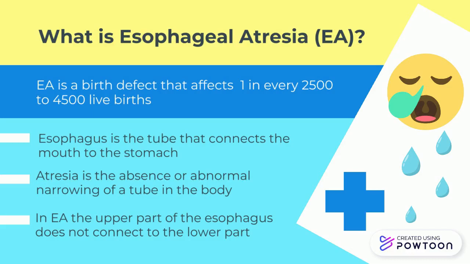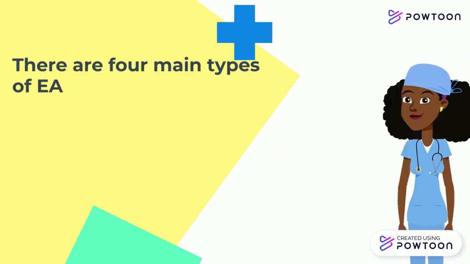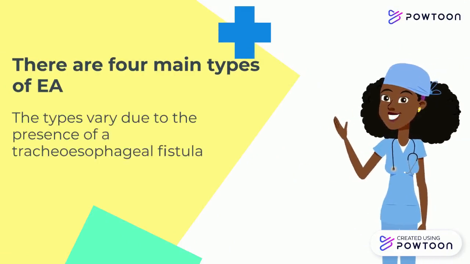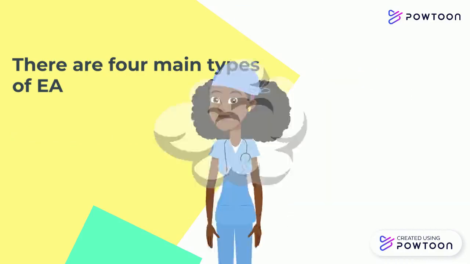In the case of EA, the upper portion of the esophagus does not connect to the lower portion, which results in food being unable to pass from the mouth to the stomach. There are 4 main types of EA, and they vary depending on the presence of a tracheoesophageal fistula. A fistula is an abnormal connection between 2 tubular organs. In this case, there is an abnormal connection with the trachea, the breathing tube, and the esophagus.